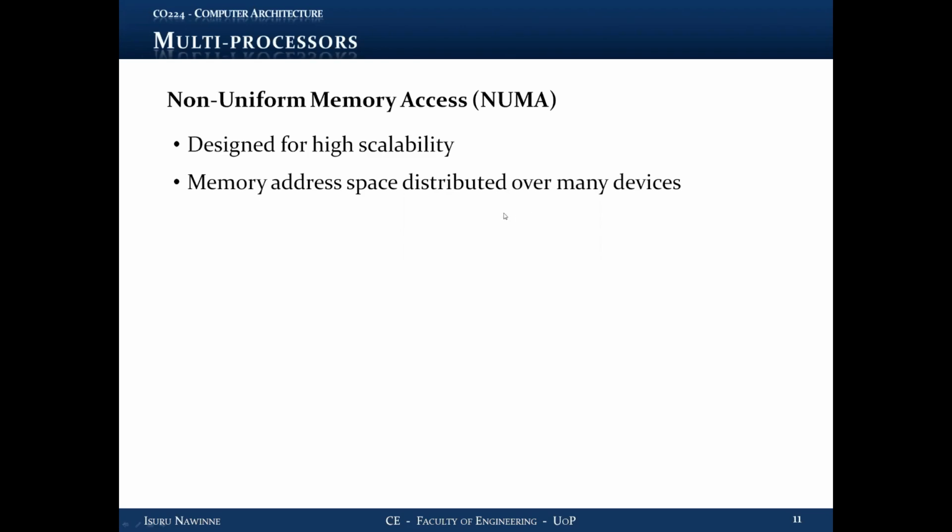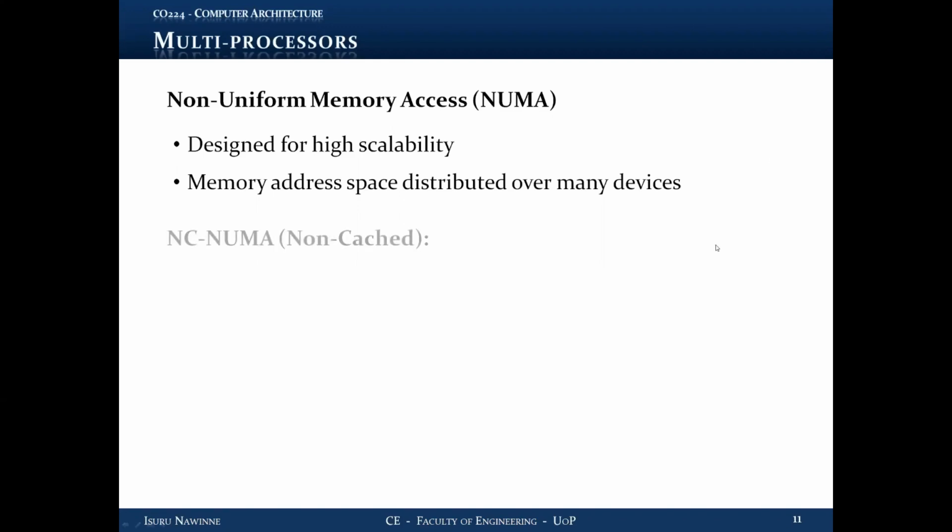So not the same memory module. You still have a single address space from address 0 to address, say, a million or something. But the physical locations of those memory addresses are different, right? So address 1 to 10 may be in one device, address 11 to 20 may be in a different device. That's a very simple example, but you get the picture, right?